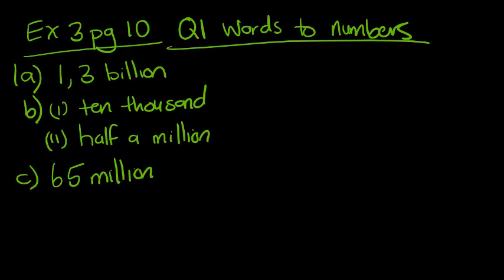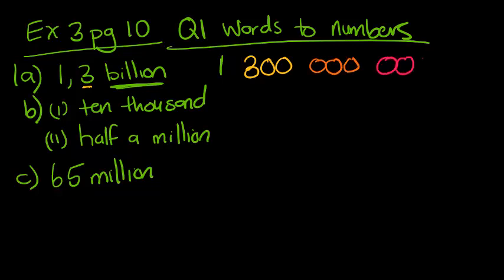Exercise 3, page 10, writing words into numbers. 1.3 billion. So I'm starting with a billion. So I'm writing 1 billion. Then I've got 300 million. That's that. I've got 0 thousands, and I've got 0 ones. So I've got 1,300,000,000.